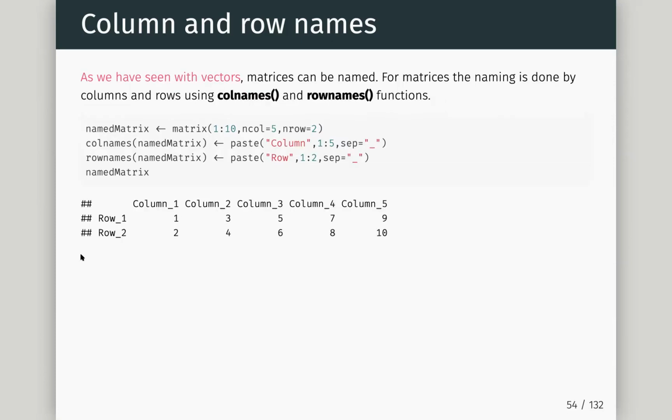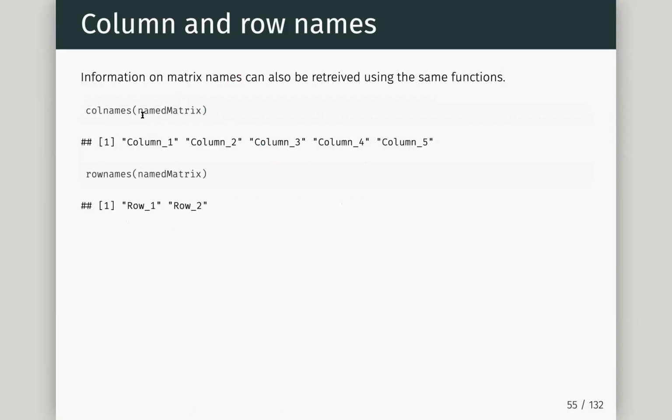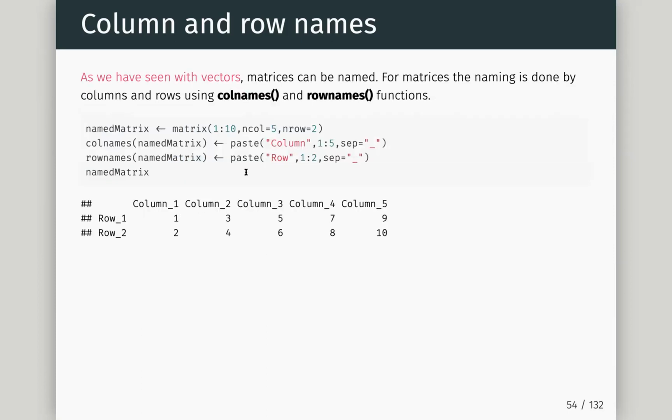Similar to how we use this to set our column names and row names, we can also use them to extract column names and row names. So here, colnames on our named matrix brings me back those column names. Rownames on that named matrix gives me back the row names. So these names I can extract and set using the rownames function, and column names I can extract and set using the colnames function.